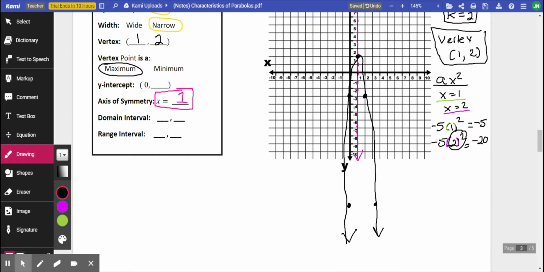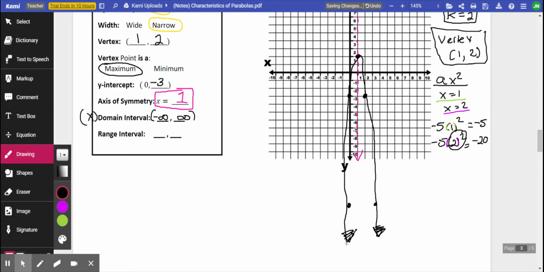So in this case, we have the vertex, which is a maximum, like we predicted. The y-intercept is going to be here on the y-axis, which is at 0, negative 3. So I'm going to go ahead and write 0, negative 3. The axis of symmetry is at x equals 1. The domain is from left to right, right? The domain is the x-axis. From left to right is still going to be arrows going to the left and the right. So it's going to be negative infinity and positive infinity for both the left side and right side.